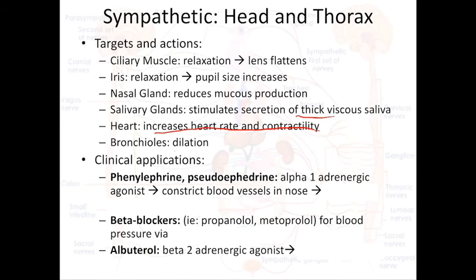Bronchioles causes dilation. Right? Makes sense when we're stressed out. Heart rate's got to go up. We got to be able to breathe more. Okay. We don't want to waste a bunch of fluid, so we reduce mucus production, and we make thick saliva instead of thin, so less water loss when we're under stress.